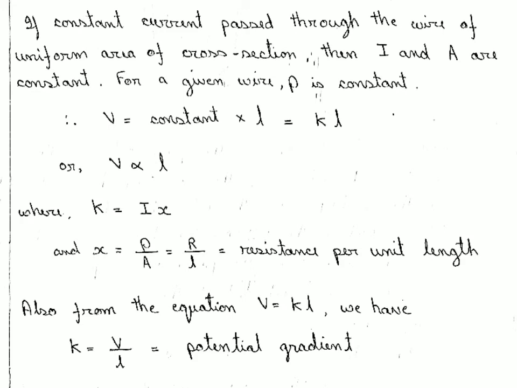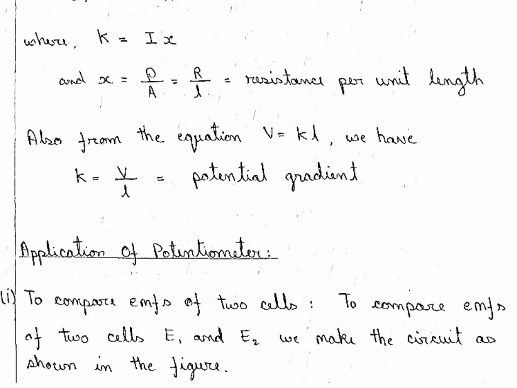So here also from the equation V is equal to KL, we have K to be equal to V by L. Now this V by L, potential difference divided by the distance L, is known as the potential gradient, which we have done in chapter 2.